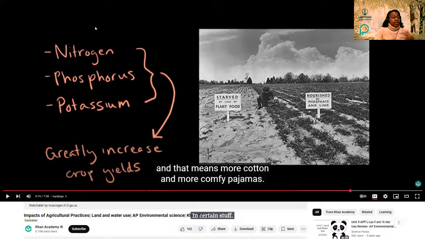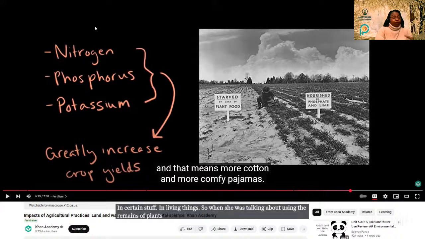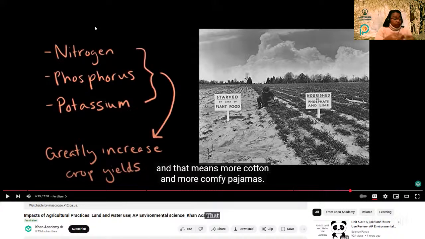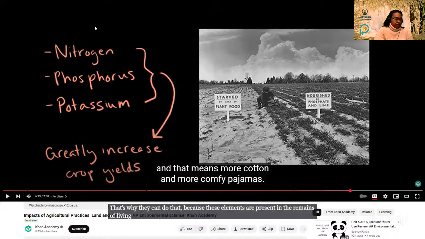In living things. So when she was talking about using the remains of plants and animals to fertilize, that's why they can do that, because these elements are present in the remains of living things. A lot of times when the body decays or the organism, plants decay, the carbon dioxide is leaving and the hydrogen and water evaporate, but it leaves these other nutrients behind so they can use them in the soil.